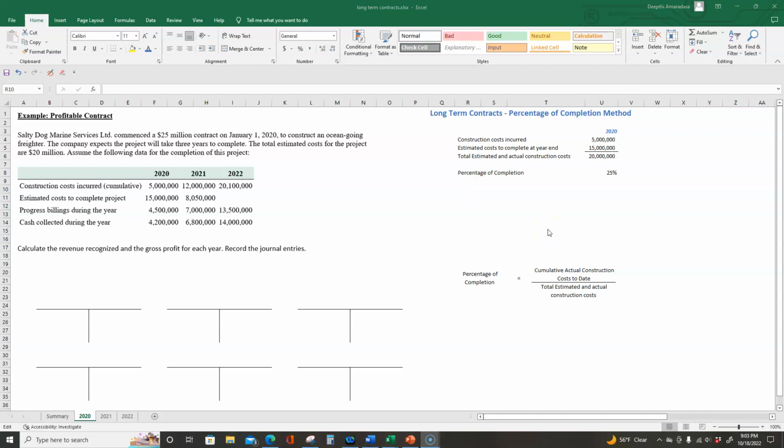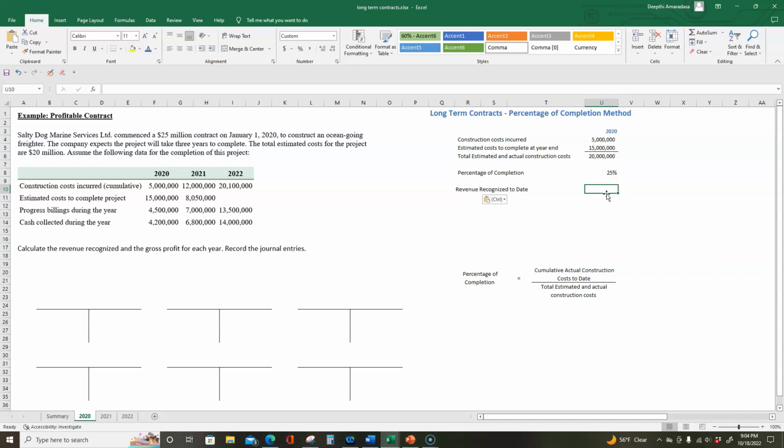The next line I want to calculate is something called revenue recognized to date. This can even be sometimes called cumulative revenue recognized to date. So we are still in 2020, which is the first year. How much revenue will we recognize? We're going to recognize 25% of our total contract revenue.